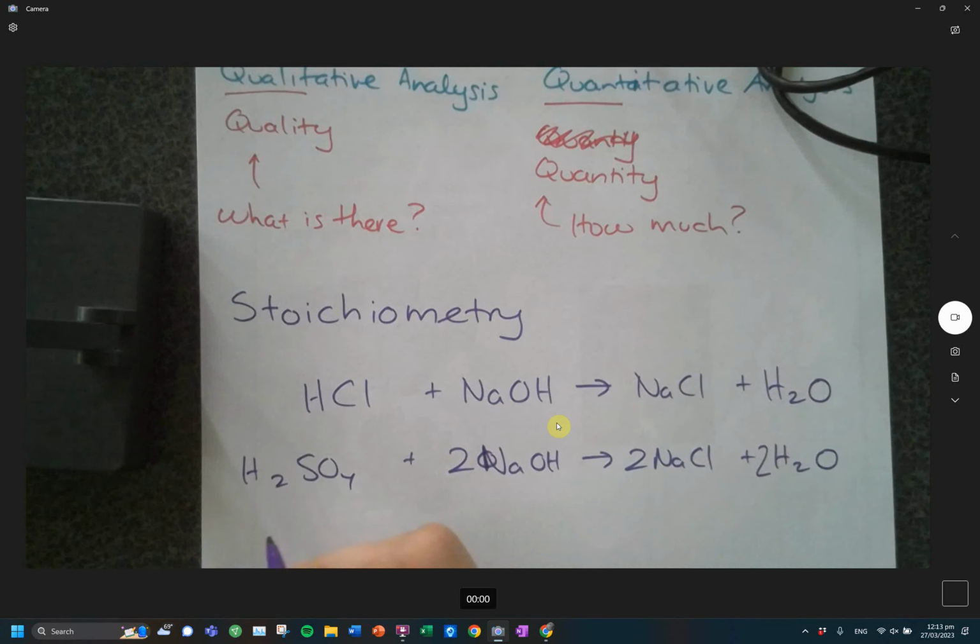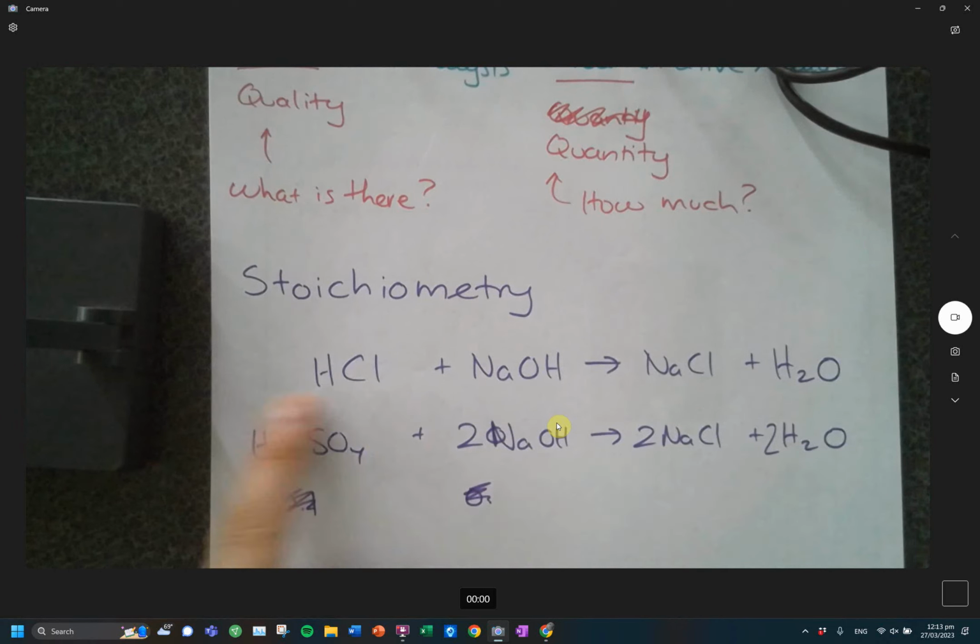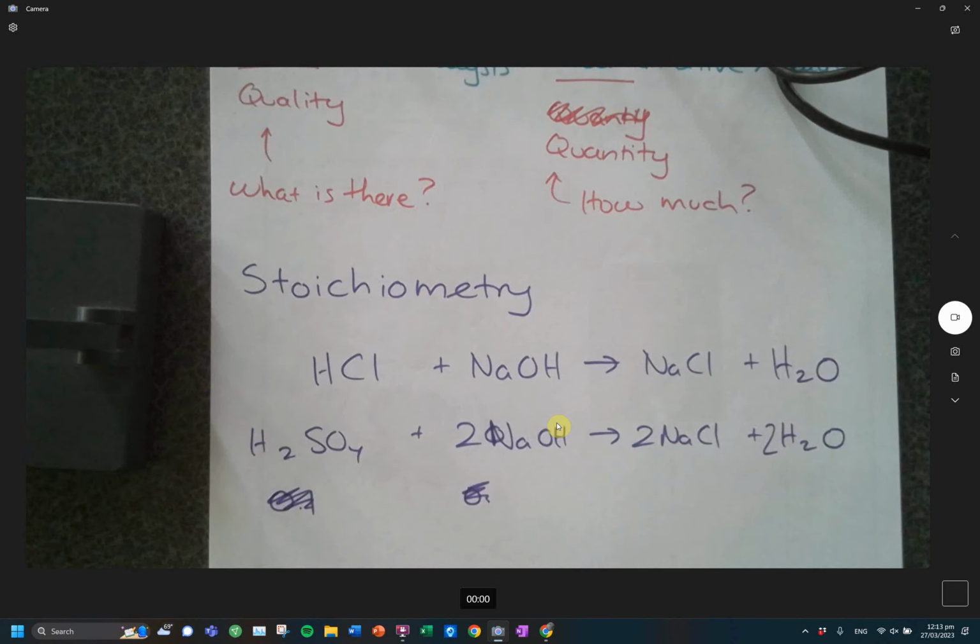Let me redo that. Let's say, for example, I have 1 sulfuric acid. I would need 2 sodium hydroxide because it's a 1-to-2 ratio. So stoichiometry is using the ratios in the equation to help us figure out what concentrations are for other components in the equation.